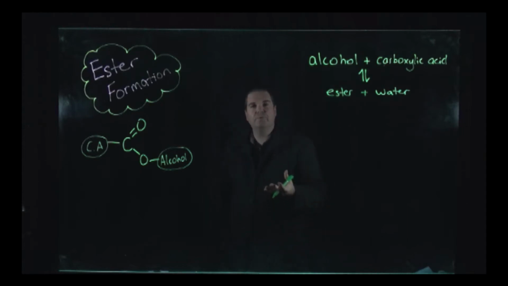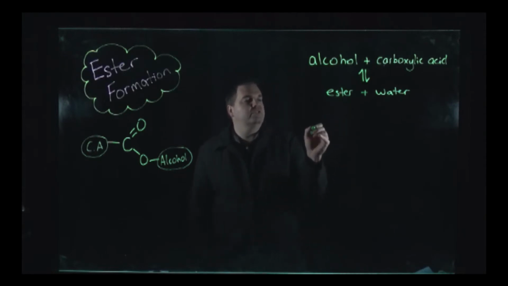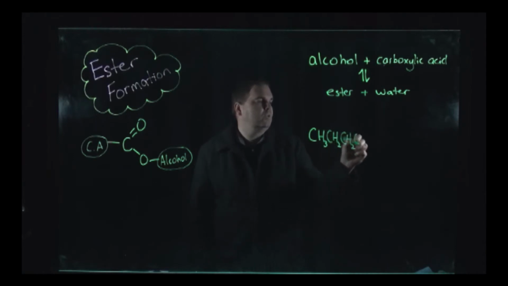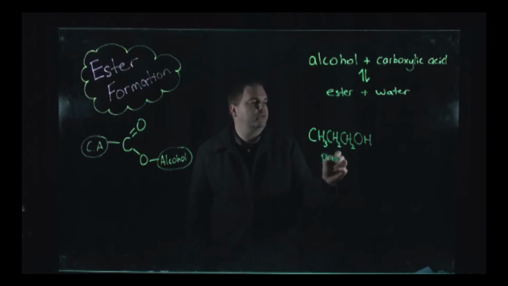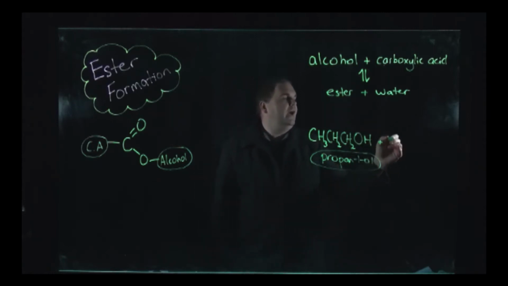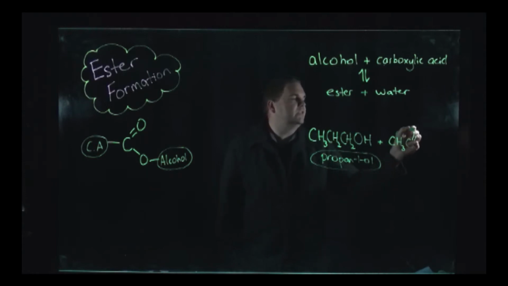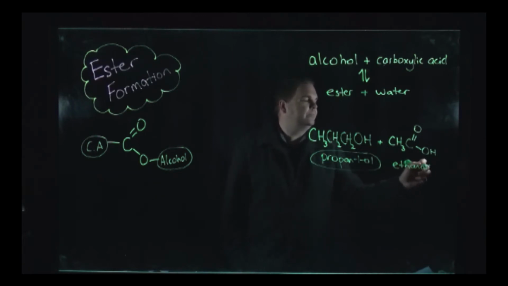I'm just going to show one example of an ester you will get from a carboxylic acid and an alcohol, to show you how we name it. Then I'm going to go through some of the conditions that we use for this ester reaction. The alcohol that I'm going to use is this one, which is propan-1-ol. We're going to react that with this, which is ethanoic acid, also known as vinegar.